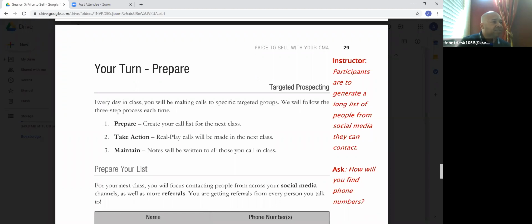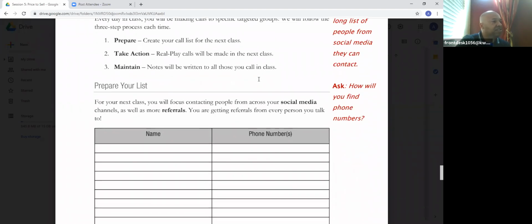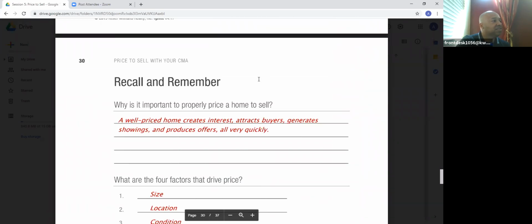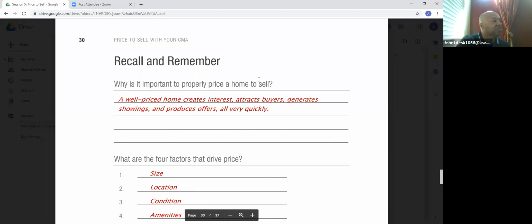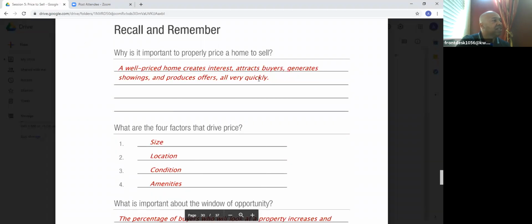Let's see here. So we can just go over what we spoke about. What are the four factors that drive price? Size, location, condition, and amenities. Why is it important to properly price a home to sell? A well-priced home creates interest, attracts buyers, generates showings, and produces offers very quickly.